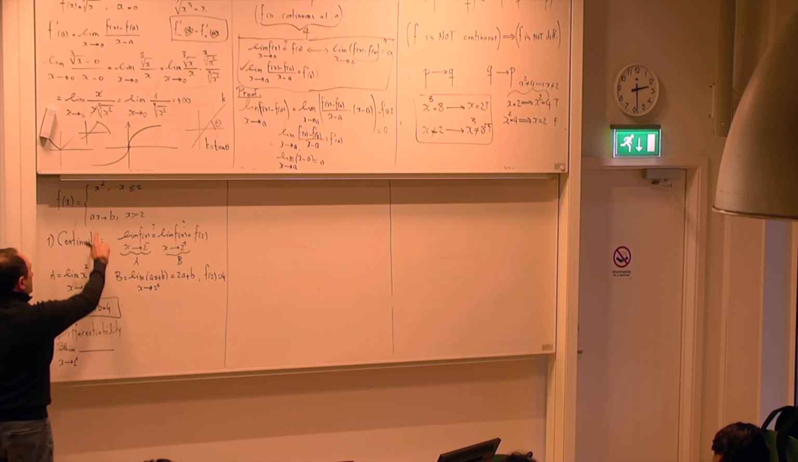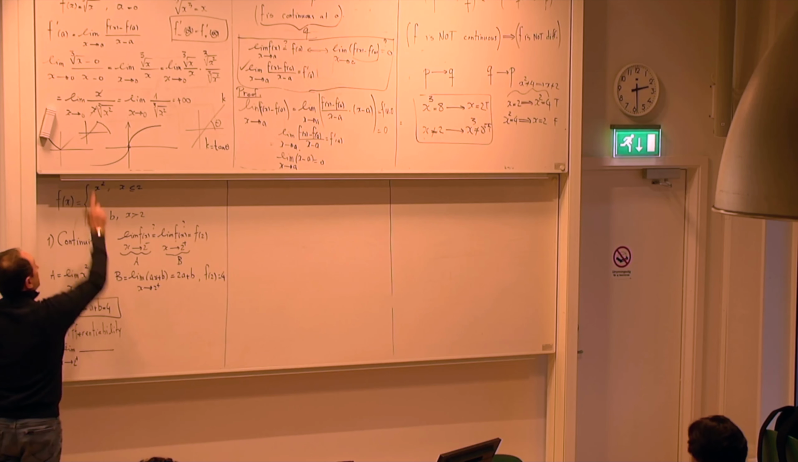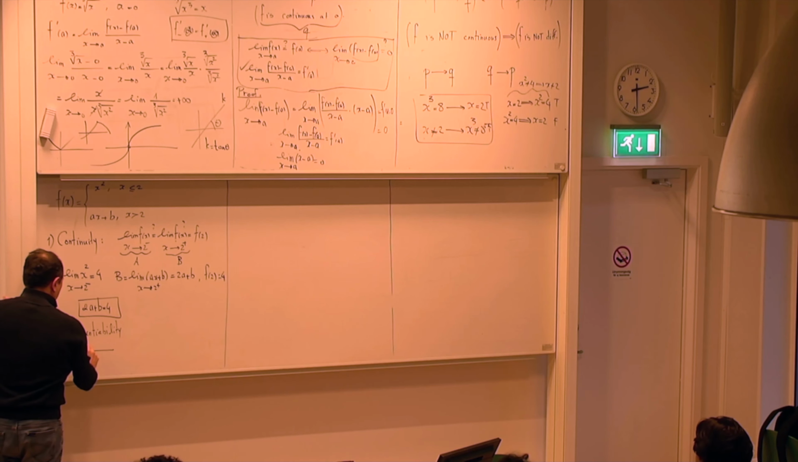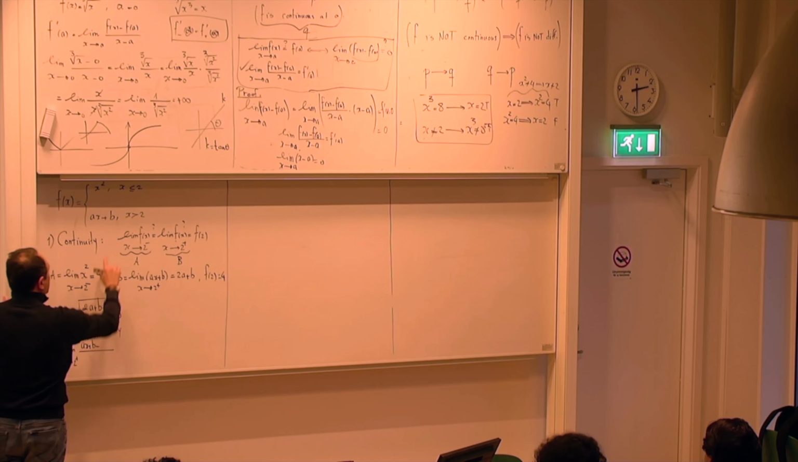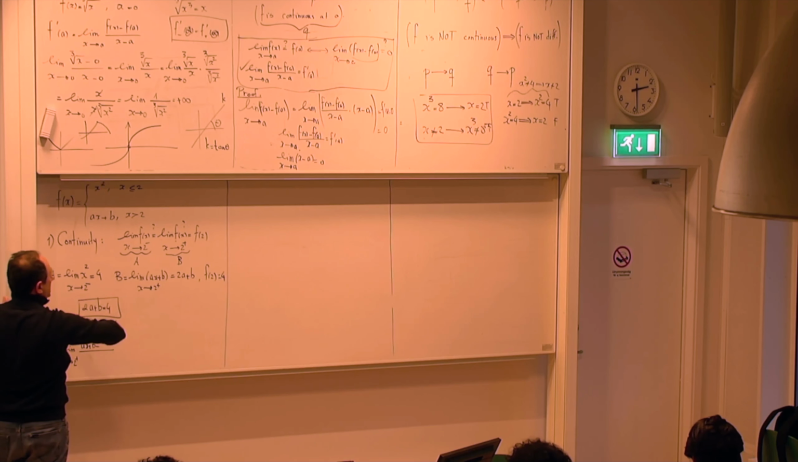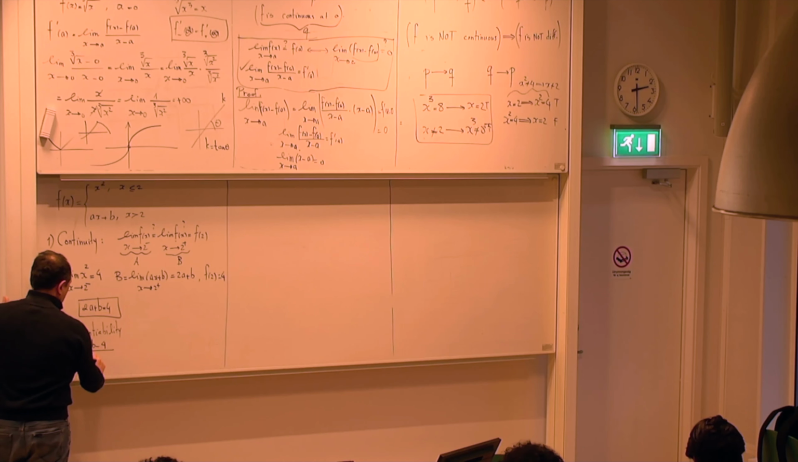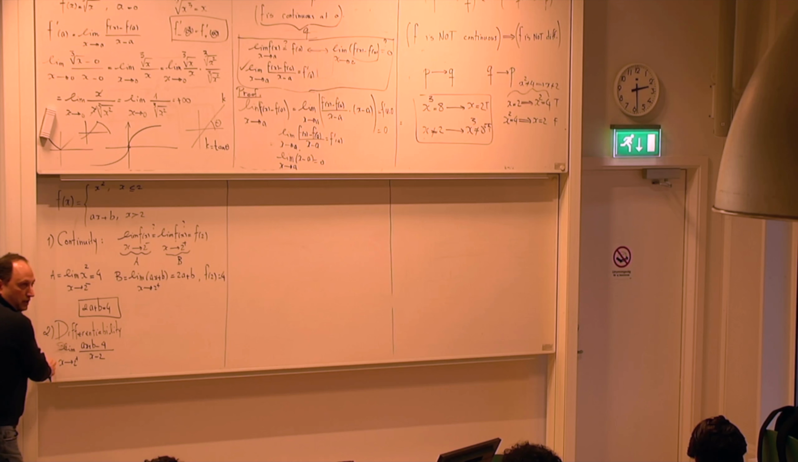So I have to choose this one for f of x. Can you see that? f of x is ax plus b, minus f of 2. f of 2 is 4, divided by x minus 2. Are you okay with this?